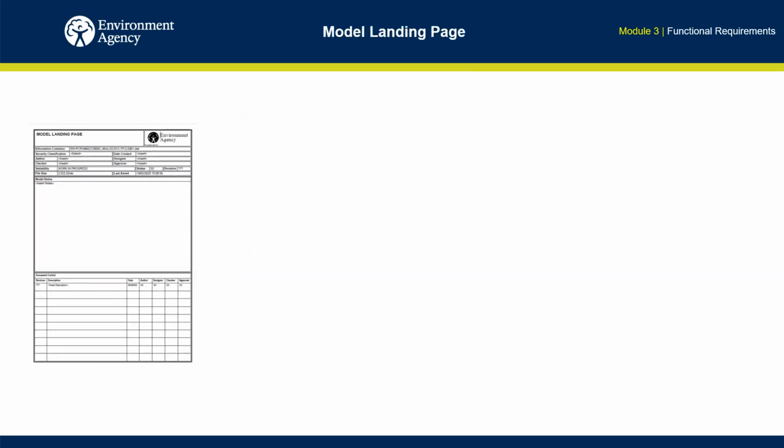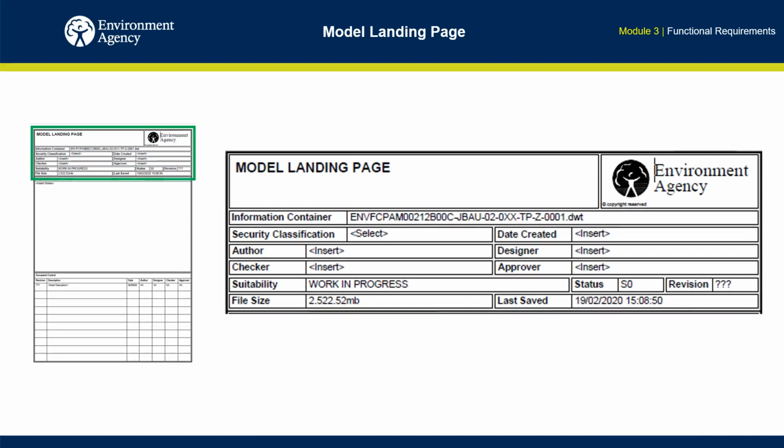All models must contain a model landing page to describe what the model is for and what it contains. It also controls any revisions that are made to the model throughout the project and operational life cycle. Standard forms are provided in the appendices of the CAD and object standards.